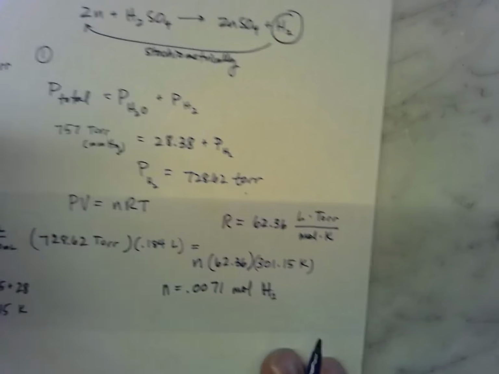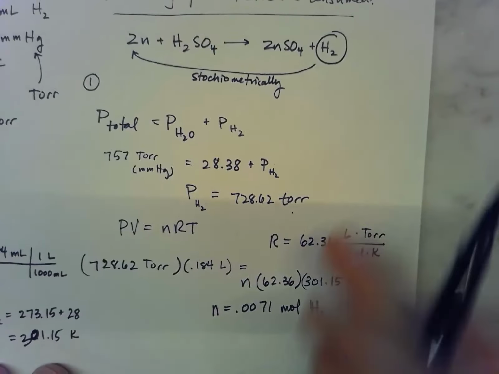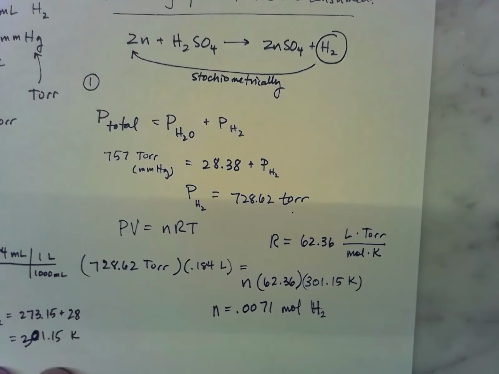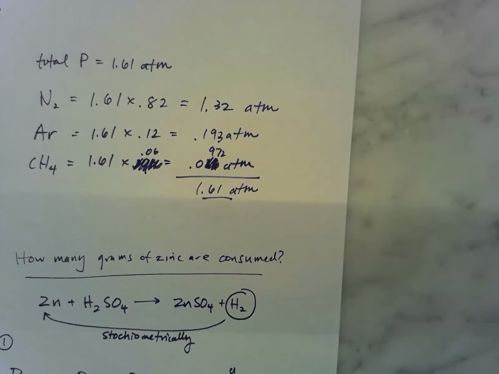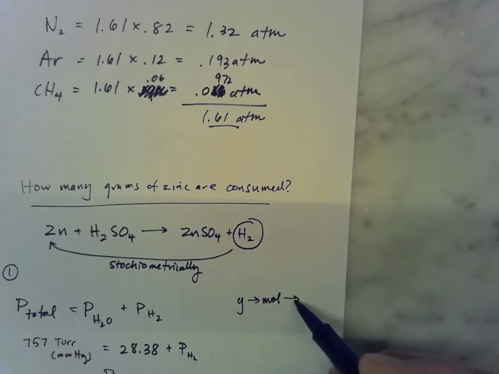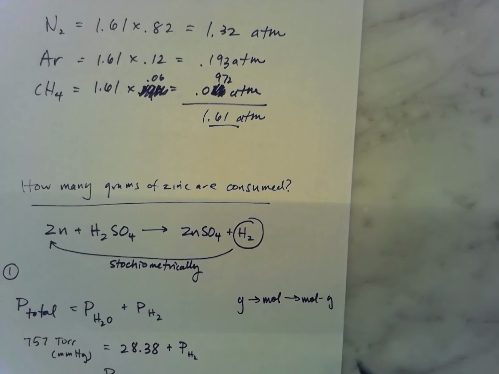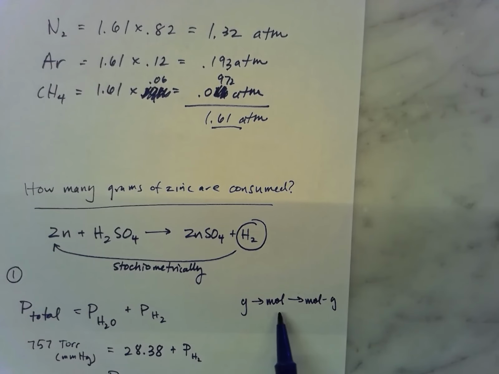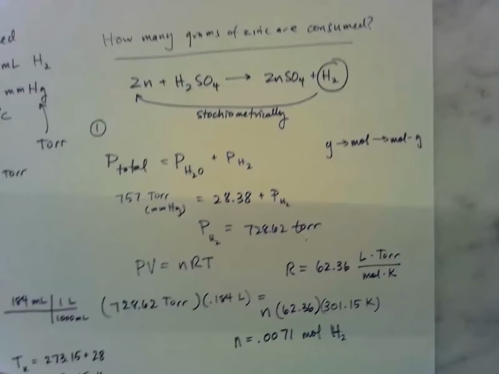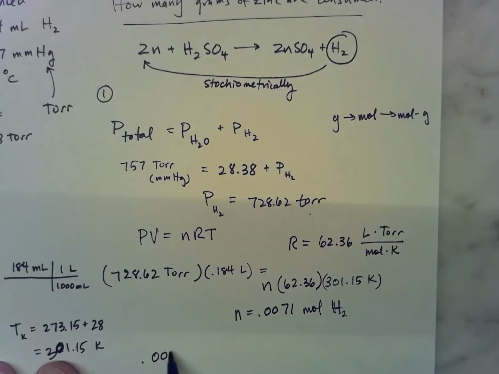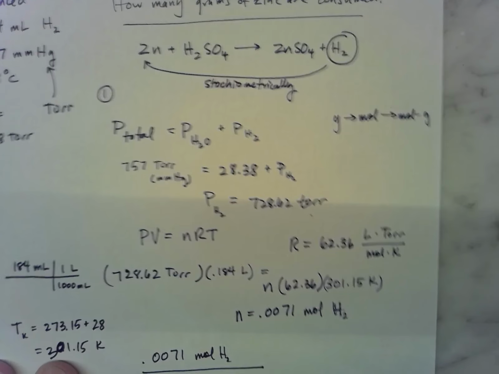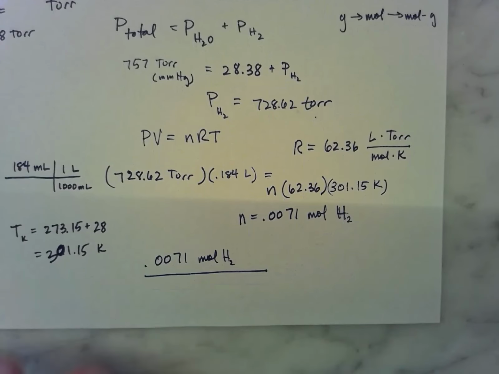But we want to know how many grams of zinc are consumed. So how do we get to grams? Okay, remember it's grams to moles to grams. Okay, where are we? Well, we're already here. So we got to go through moles and then the grams. Okay, so we'll set that up. 0.0071 moles of H2.